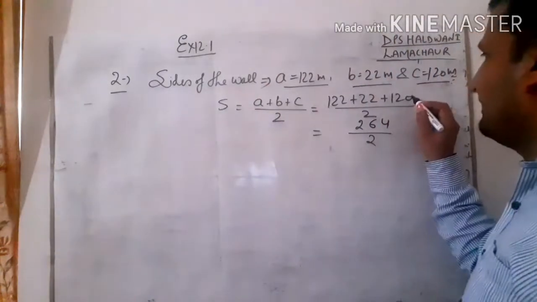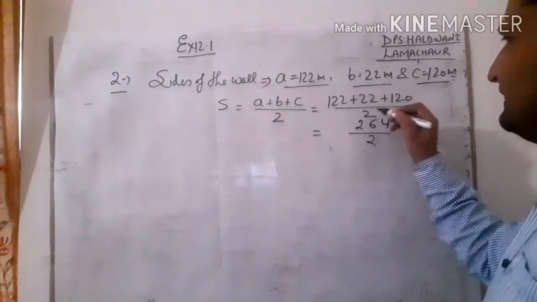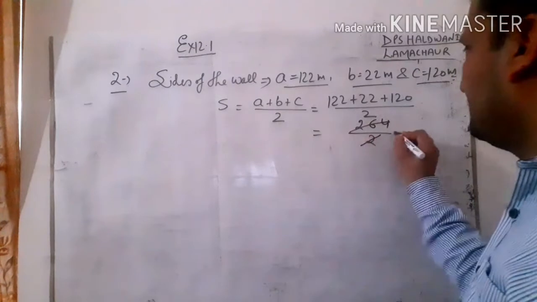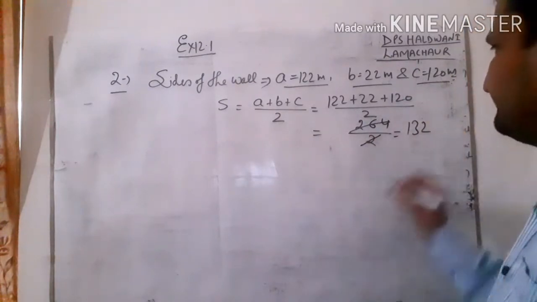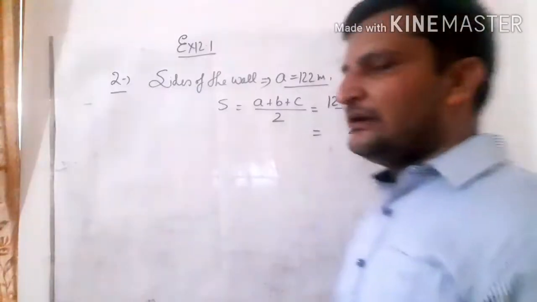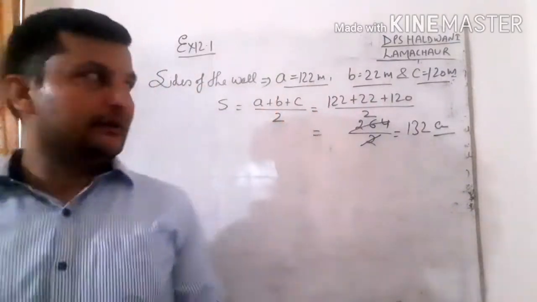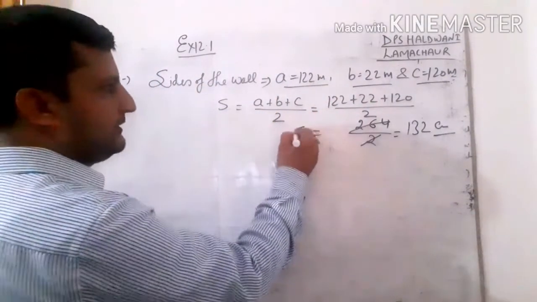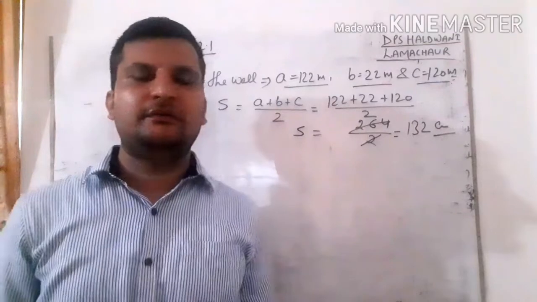264, we have to divide it by 2, so 2 1 is 2, 2 3 is 6, that is 132 is coming as S. So the semi perimeter is coming S is equal to 132.